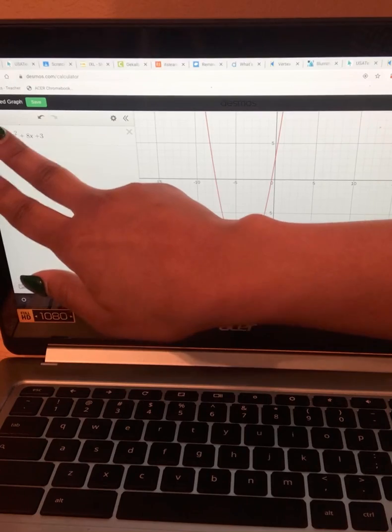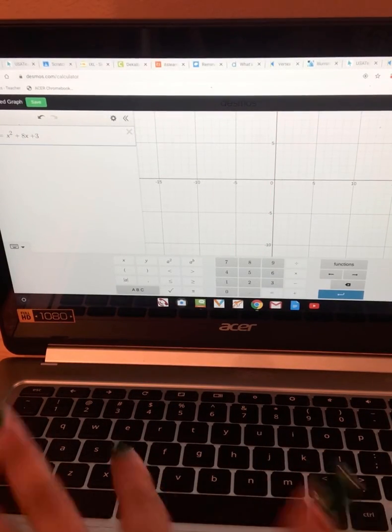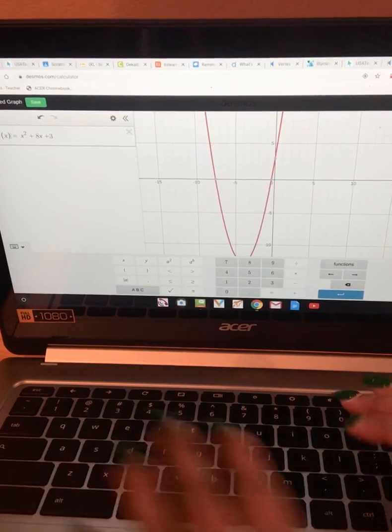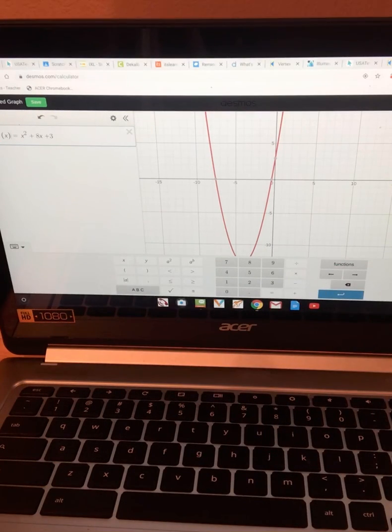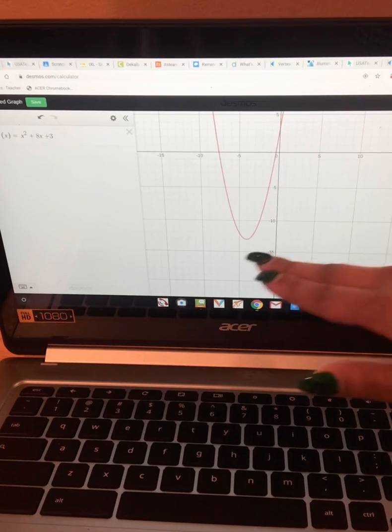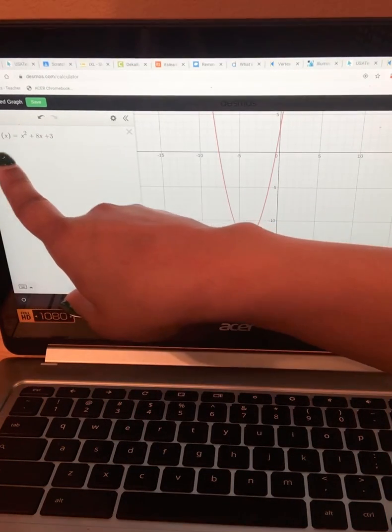You will see in USA Test Prep, they don't always use y. They will start using f with the parentheses and the x. f of x is how you read that. And f of x is simply function notation. That is the same graph. It is the same parabola shape, but it's in function notation.